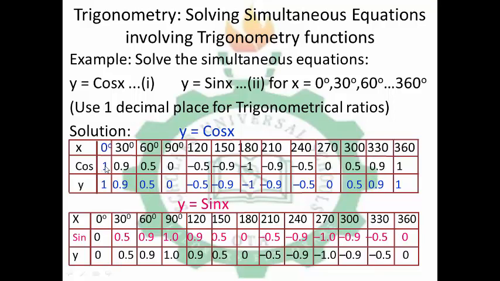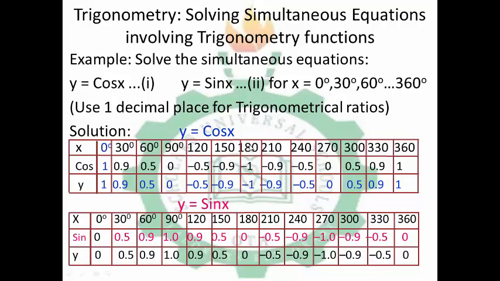Now, these are the values of cos x. Cos 0 is 1, cos 30 is 0.9, cos 60 is 0.5, cos 90 is 0, cos 120 is minus 0.5, cos 150 is minus 0.9. Remember that these are to one decimal place. If you check the values of all these trigonometrical ratios in your four figure tables, you get the values and you approximate them to one decimal place.